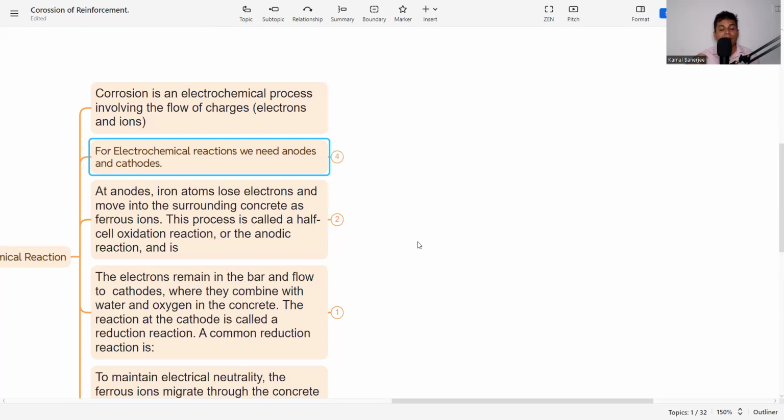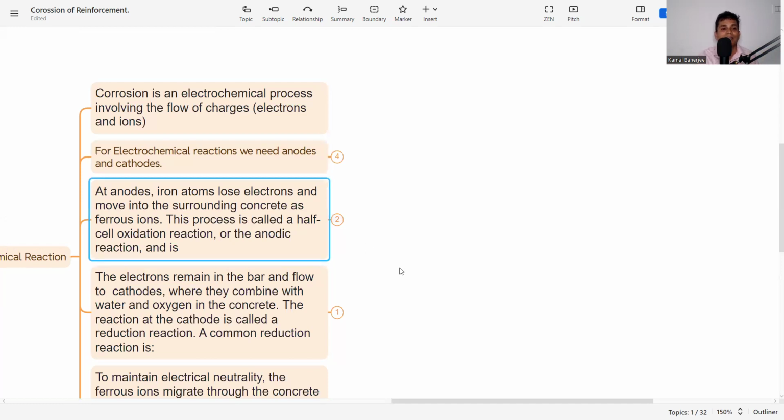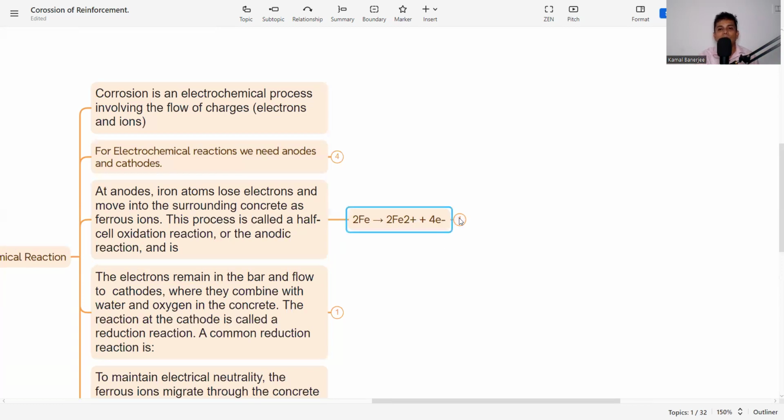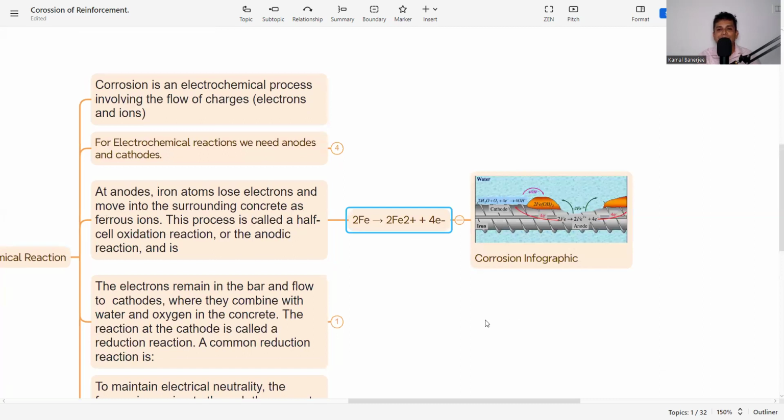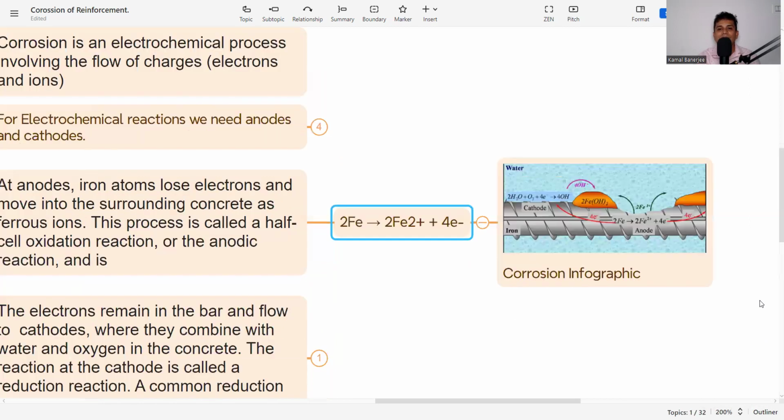So what is happening? At the anode part, the iron atom loses electrons and moves into the surrounding concrete as ferrous ion. The iron is releasing 4 electrons and becoming 2Fe2+. The 2Fe releases 4 electrons, giving 2Fe2+ plus 4e−. That is the main picture of how this electrolytic process is happening.